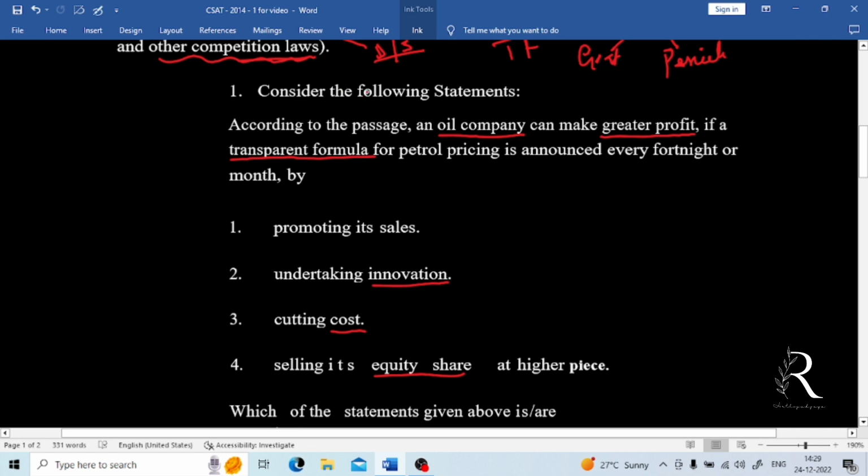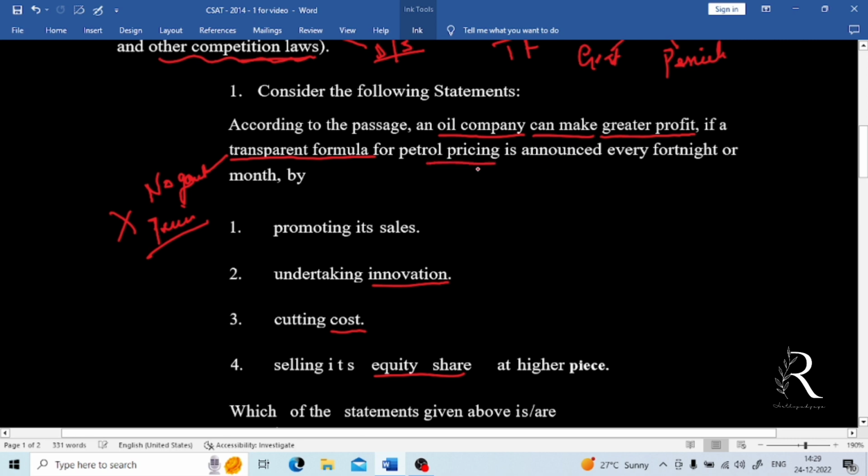Okay. Consider the following statements. I'm going to solve this question now. According to the passage, an oil company can make greater profits if a transparent formula is followed. What is the transparent formula? A regulation, which means no government regulation of petroleum prices. Petrol prices should not be decided by the government. That is the perfect formula.